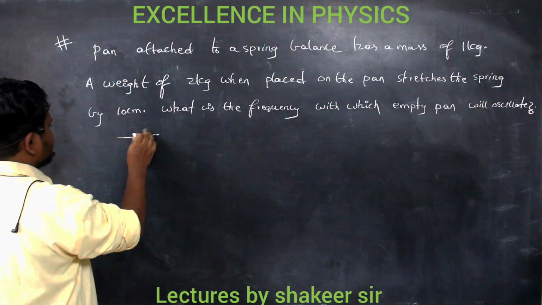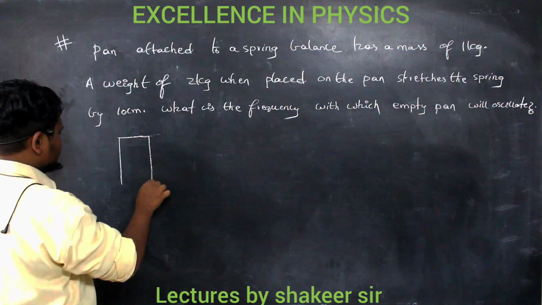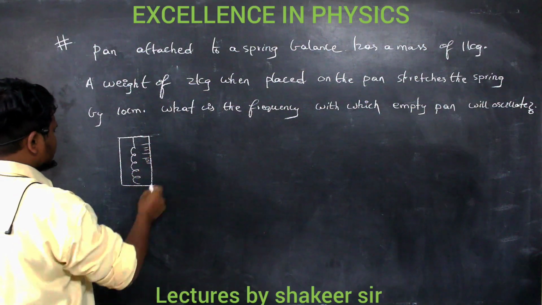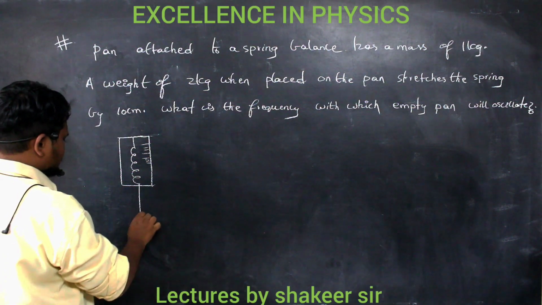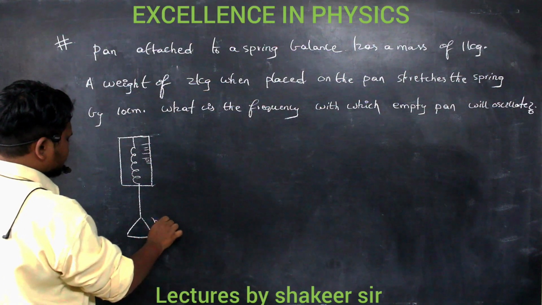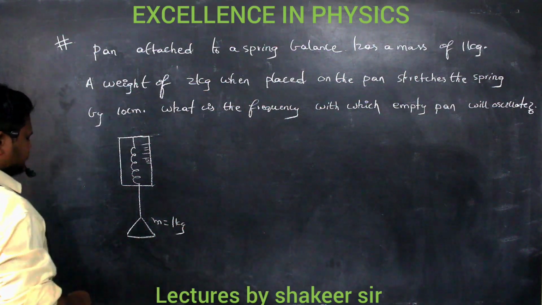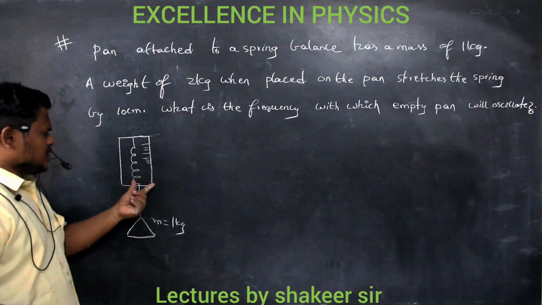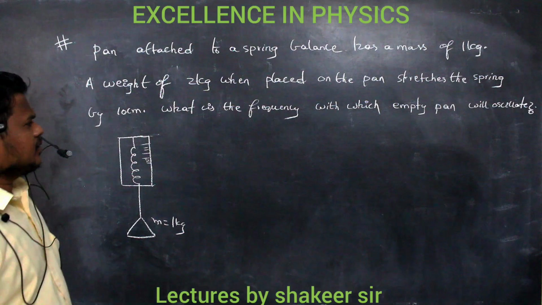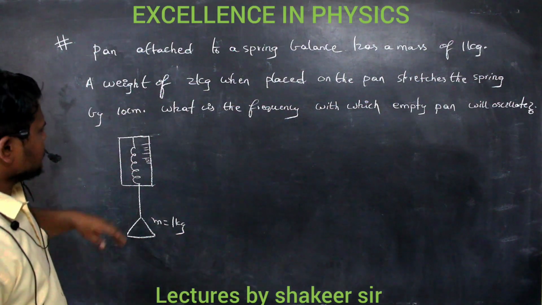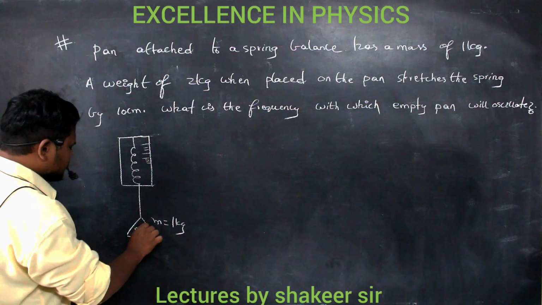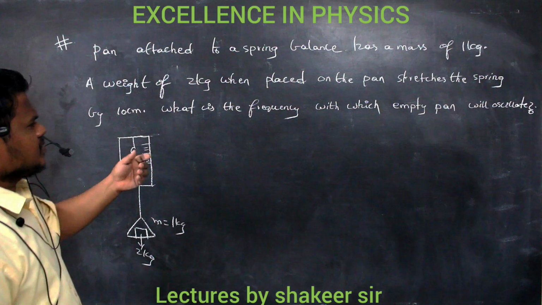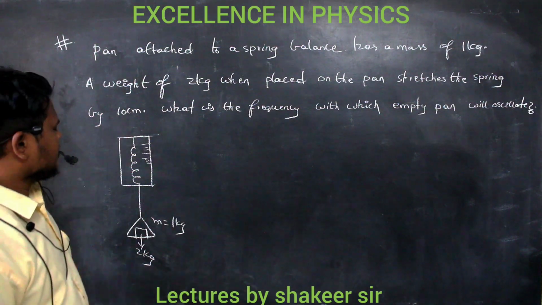So what is the spring balance? I can consider this as a simple spring balance. A spring will be present, and here readings will be present. And this consists of a pan. What is the mass of this pan? It is given as 1 kg. Because of this mass of the pan, there will already be some elongation produced in this spring. Now what he is saying is we are placing a weight of 2 kg into this pan. So this is a mass of 2 kg. Then the spring stretches by 10 centimeter.